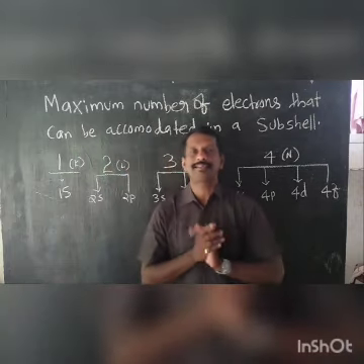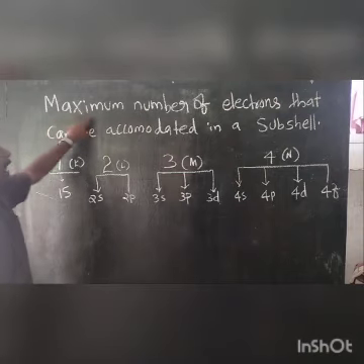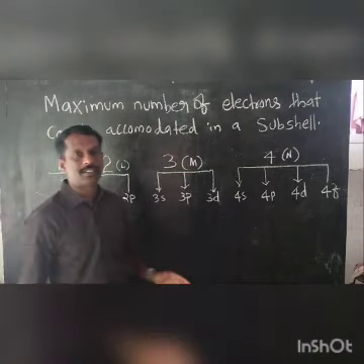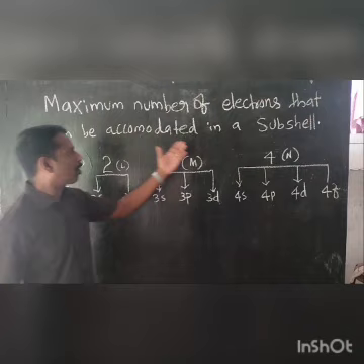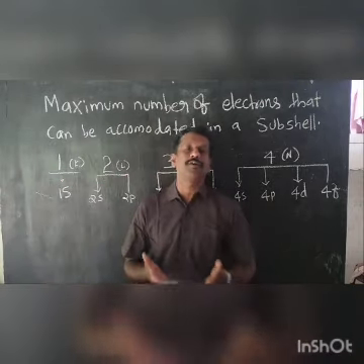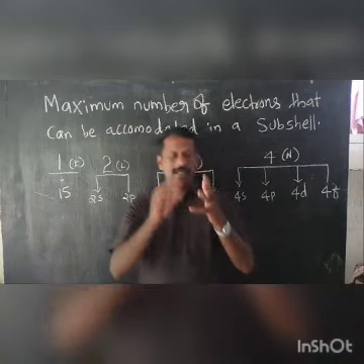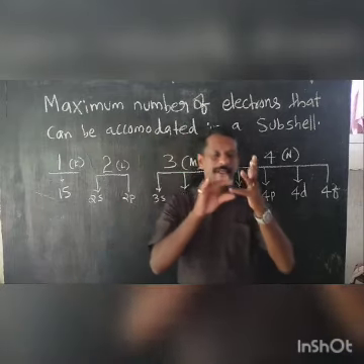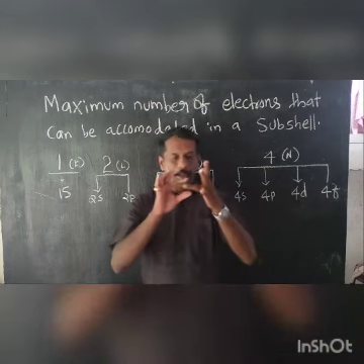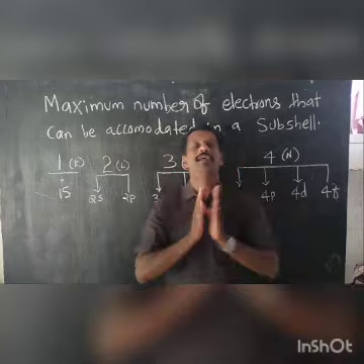Now, in this class, we discuss the maximum number of electrons that can be accommodated in a subshell. That means the number of electrons that can be accommodated in the S subshell, and the number of electrons that can be accommodated in P, D and F.